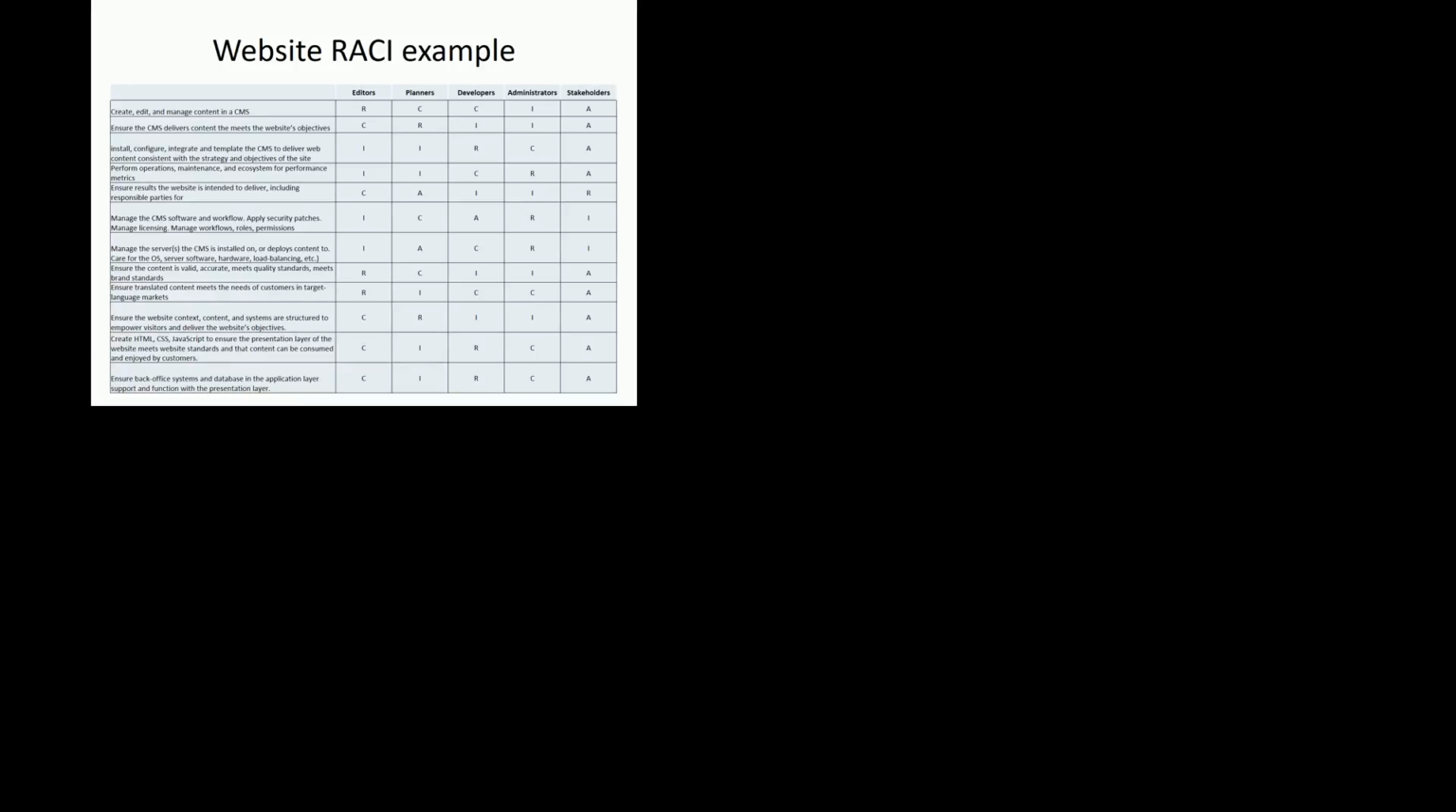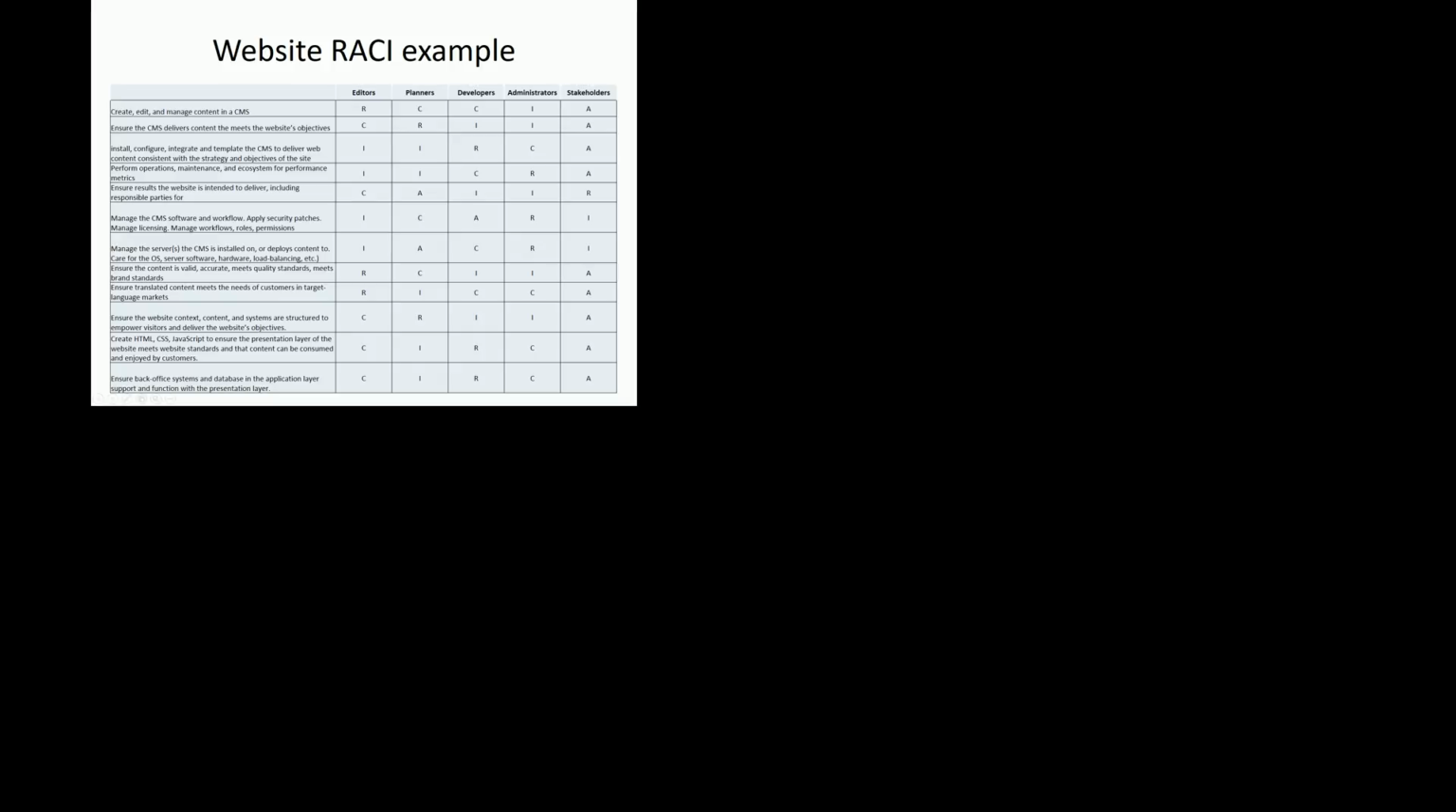So if we think about a website RACI chart, in this example, we might think that we have 5 groups of people. We have editors, planners, developers, administrators, and stakeholders. We have a list of tasks down this column. And for each task, we have somebody who is responsible, somebody who is accountable, somebody who is consulted, and somebody who is informed. So for example, create, edit, manage content in a content management system.